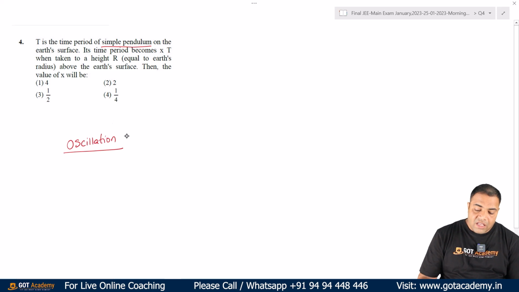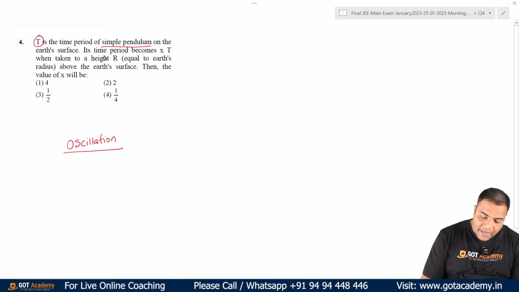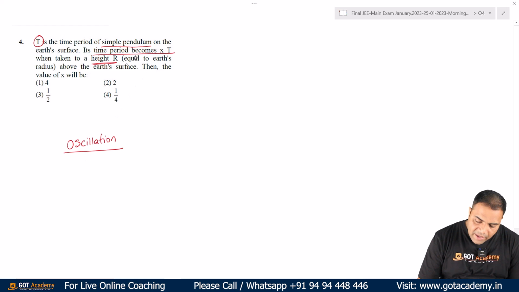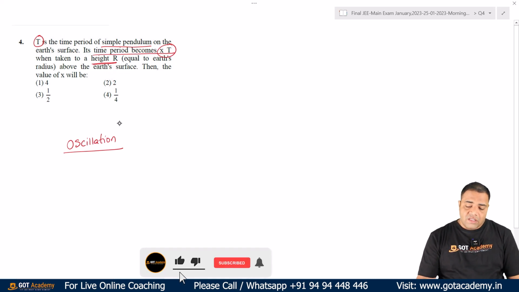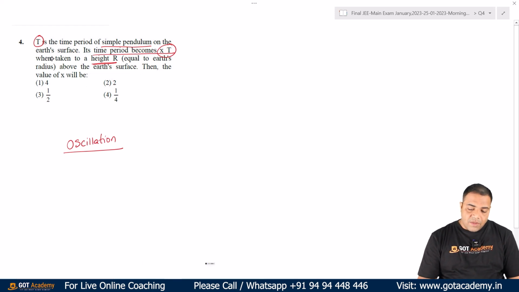So here things are done between time period as well as height of earth. So time period becomes some x into T when taken to a height R above the earth's surface, and find the value of x. So here we are interested to find out the second time period, in that what is x. The other data provided is that the body has been taken to a height R, which is equal to the radius.